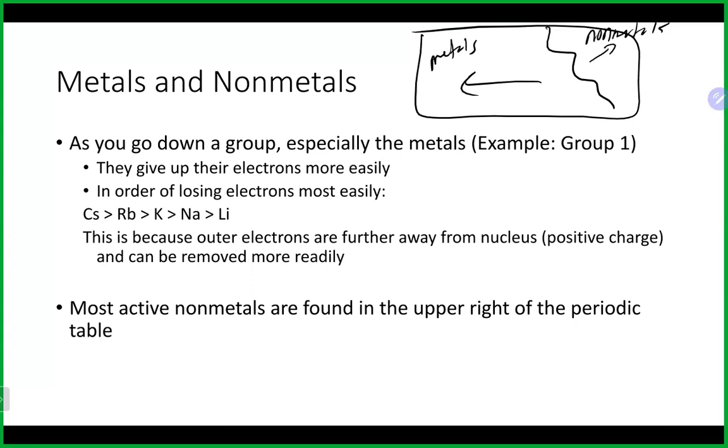The most active nonmetal is actually found upper right of the periodic table. So the most reactive nonmetal is up here, and the most reactive metal is bottom left of the periodic table over there by francium. And that has a lot to do with some of these trends we're going to talk about here as to why that is. And let's talk about those trends so we maybe can understand it.